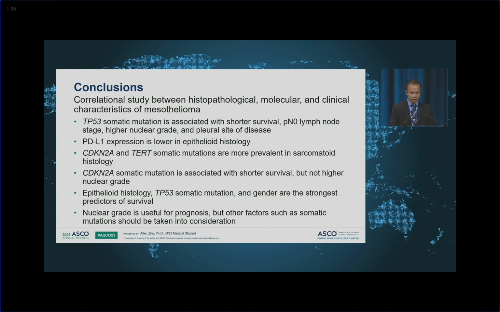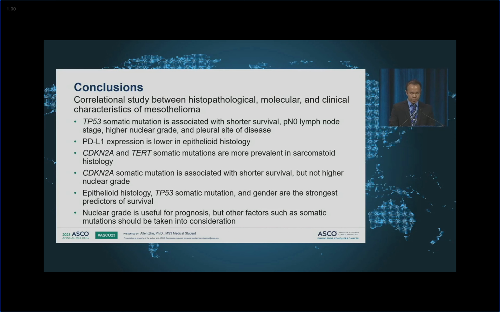And our key findings include the following. TP53 somatic mutation is associated with shorter survival, PN0 lymph node stage, higher nuclear grade, and pleural site of disease. PD-L1 expression is lower in epithelioid histology. CDKN2A and TERT somatic mutations are more prevalent in sarcomatoid histology.